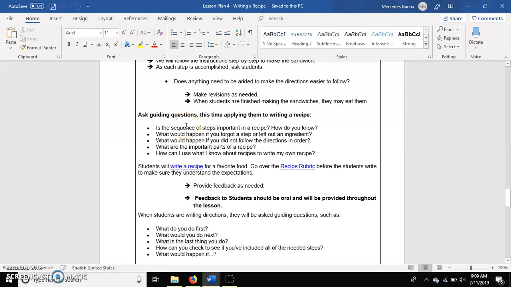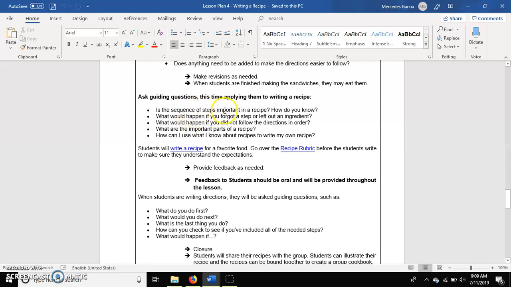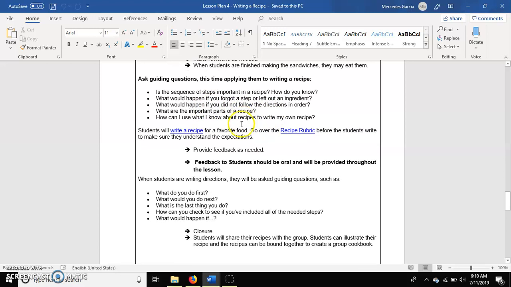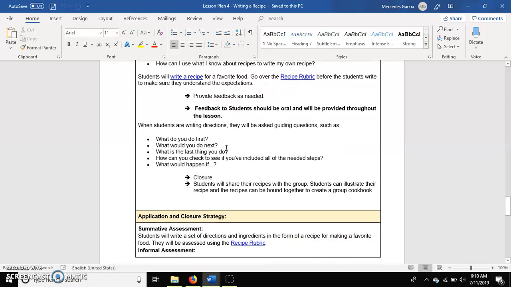I'll ask guiding questions as they are writing their recipe. Is a sequence of steps important? How do you know? What would happen if you forgot a step or left out an ingredient? What would happen if you did not follow directions in order? Questions like that. They'll write the recipe for their favorite food. We'll go over the recipe rubric before students write to make sure they understand the expectations. I'll provide feedback. It'll be oral, provided through the lessons.